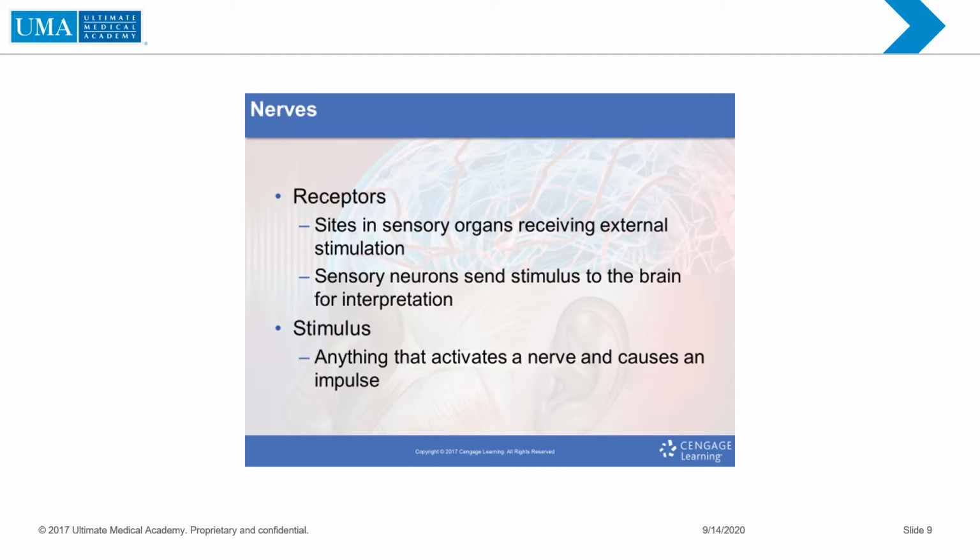As these nerve signals are transmitted, we have the receptors, which would be the site in our sensory organ that receives that external stimuli. Then it will take that stimuli and send it to the brain for interpretation. Whenever you hear stimuli, or you may hear the term stimulus, this would just be anything that would activate our nerve and causes that impulse to actually occur.